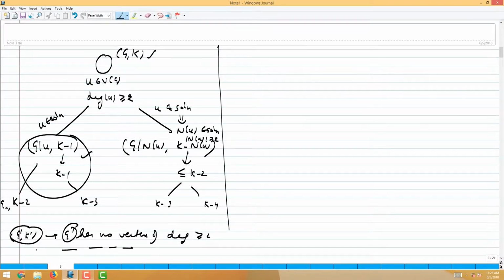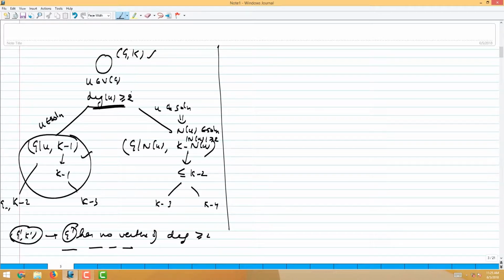So we can always branch on vertices of degree at least 2, and if a graph has no vertex of degree at least 2, we know that such graphs can be solved very easily. So you don't branch further. These will be the leaves of your branching tree. You'll not branch further on these. So you can always do this kind of branching: get a vertex of degree at least 2, and branch.